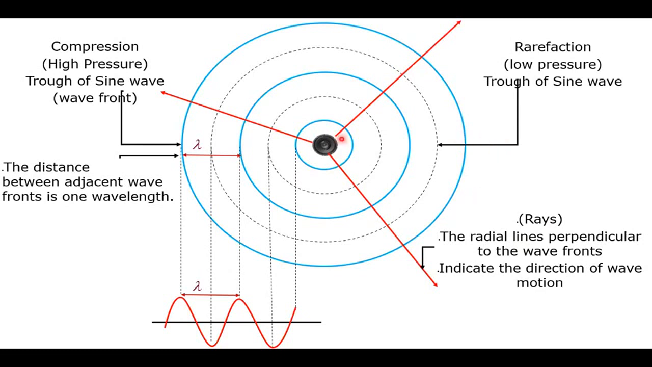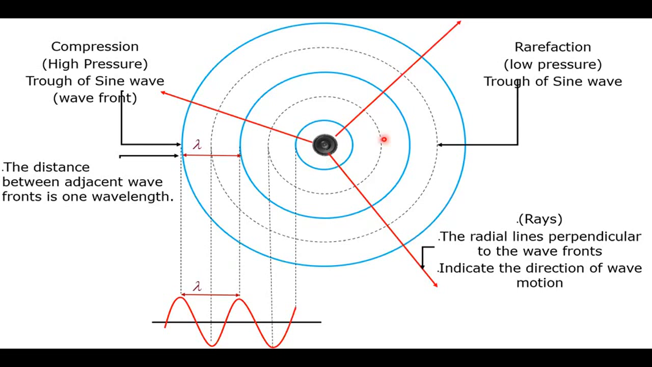They are radial lines, which means lines along the radius. They are perpendicular to the wave front, and they indicate the direction of wave motion, or the direction of the sound.